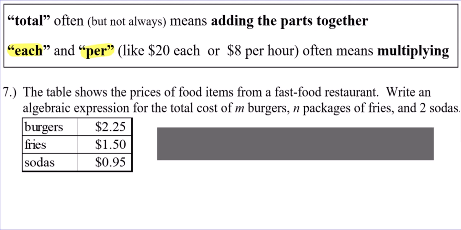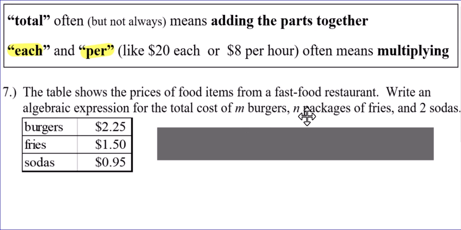The table shows the prices of food items from a fast food restaurant. Write an algebraic expression for the total cost of M burgers, N packages of fries, and 2 sodas. So this is a little unique. Normally we know how many burgers we're buying. Normally we know how many packages of fries we're buying. But on this problem, they don't really tell us. They just call them generic variables. I'm not sure why they chose M for burgers and N for fries, but whatever.